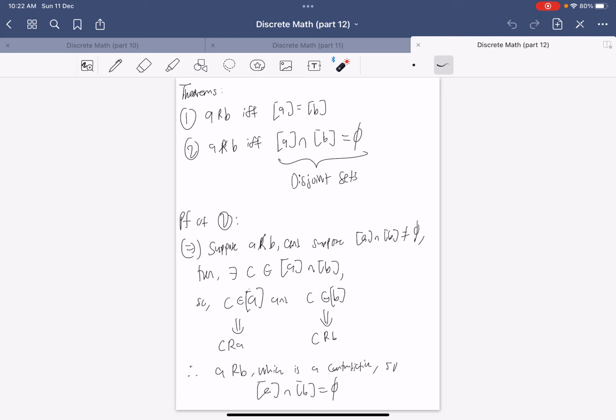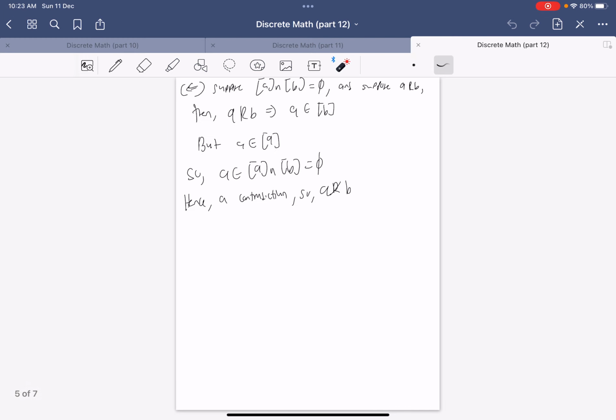And so to prove 2, we first do one implication. We suppose that they are not related. We want to prove that their intersection is empty. So suppose not, meaning there exists a C that is an element of the intersection. C must be an element of the equivalence class of A. C also is an element of the equivalence class of B. So C is related to A and C is related to B. This means that A is related to B, which is the contradiction. And so the intersection is empty.